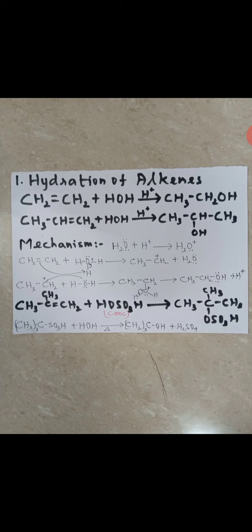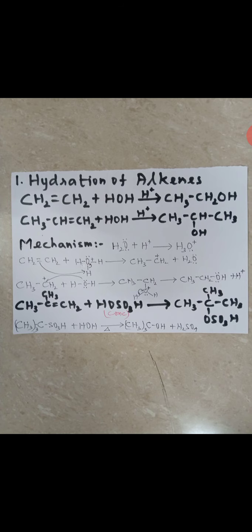Now another alkene I have taken, 2-methyl propene. It reacts with concentrated sulfuric acid to form an addition product. When this addition product is heated with water, you get an alcohol, and sulfuric acid is released. What is that alcohol? It is tertiary butyl alcohol. So this is your hydration of alkenes.